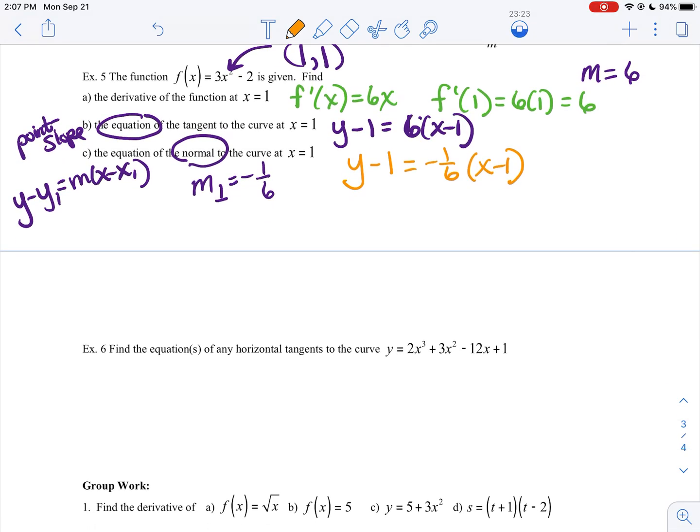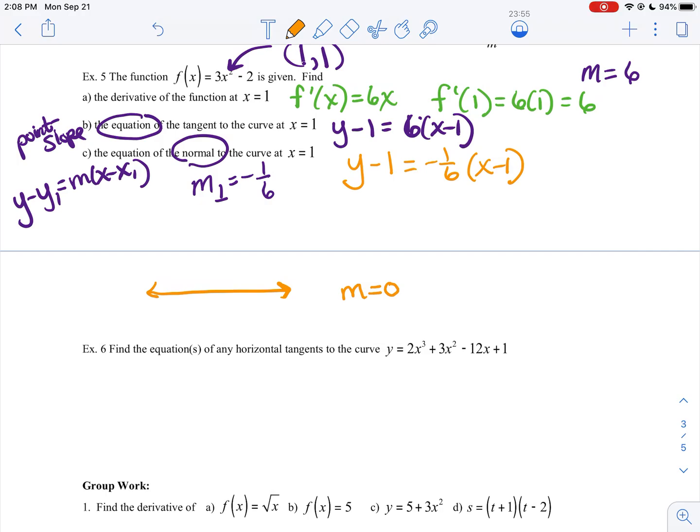All right, so our last example says find the equation or equations of any horizontal tangents to this curve. Now I want you to stop and think. What do you know about a horizontal line? And again, this is why I had this in that chapter 2 review. I was trying to help you. Horizontal lines have slope equal to 0, don't they? Let me say that again. Horizontal lines have slope equal to 0.